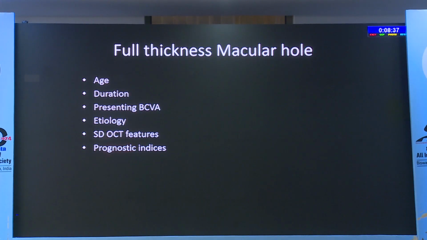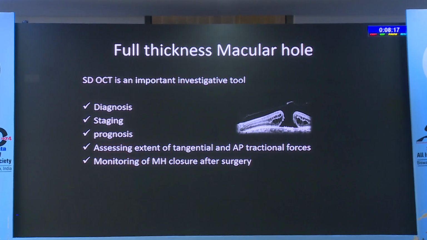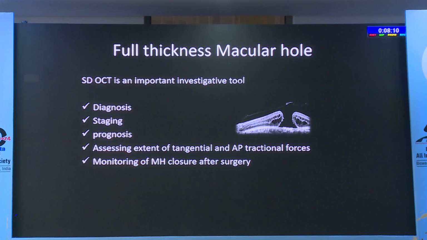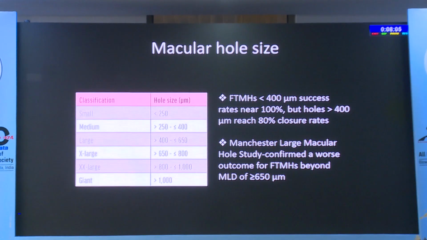and subretinal hemorrhage. When you see a case of a full thickness macular hole, you look at the age of the patient, the duration of the macular hole, the presenting best corrected visual acuity, and what could be the etiology of the full thickness macular hole. Obviously, you look at the spectral domain OCT features and the prognostic indices like macular hole indices, which I will be discussing one by one. The SD-OCT basically helps in diagnosis, staging, prognosis, assessing the tractional forces, either tangential or anteroposterior, and monitoring the closure, that is, what type of closure has occurred post-surgery.